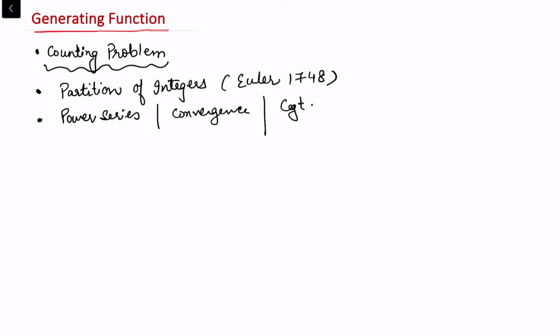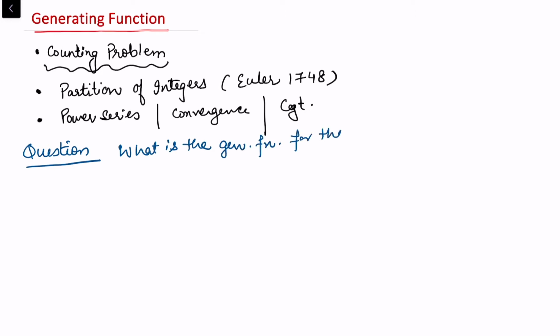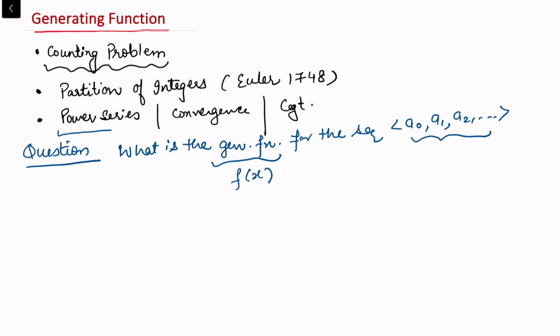Most of the time our obvious question is of this type: what is the generating function for a sequence? We may have a sequence a0, a1, a2 and so on. If we are given a sequence, we need to know what the generating function is. The generating function is some f of x which, when expanded as a power series, gives rise to these numbers.